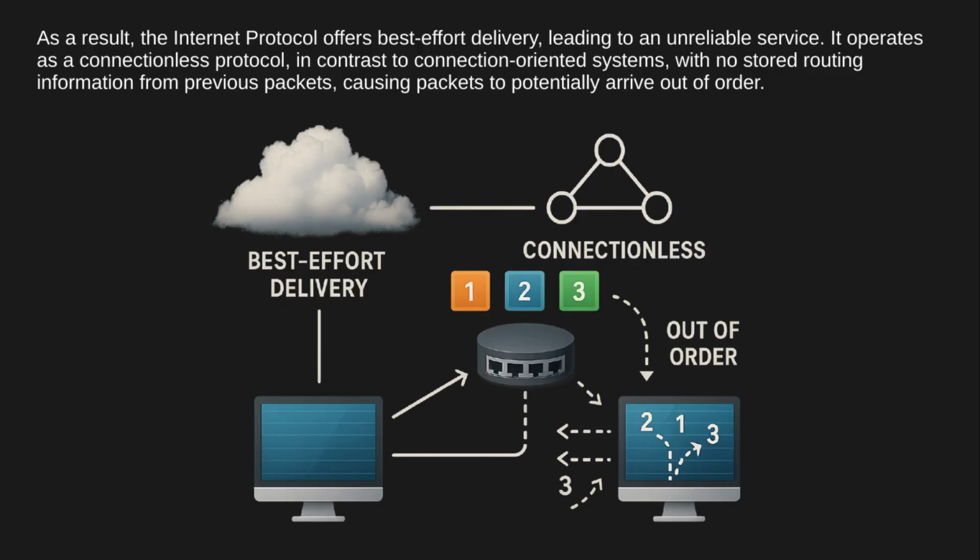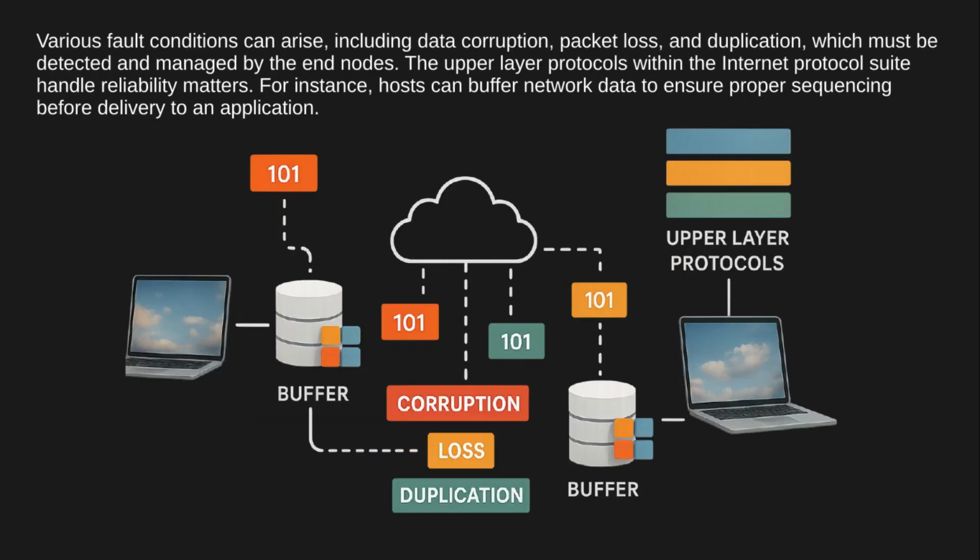It operates as a connectionless protocol, in contrast to connection-oriented systems, with no stored routing information from previous packets, causing packets to potentially arrive out of order. Various fault conditions can arise, including data corruption, packet loss, and duplication, which must be detected and managed by the end nodes. The upper layer protocols within the Internet Protocol Suite handle reliability matters. For instance, hosts can buffer network data to ensure proper sequencing before delivery to an application.